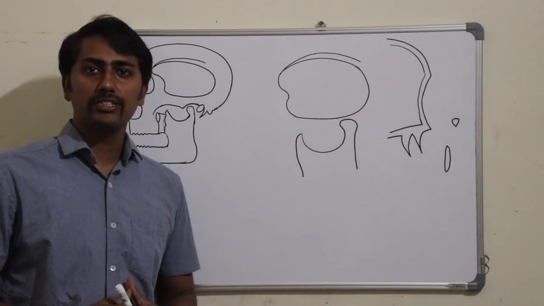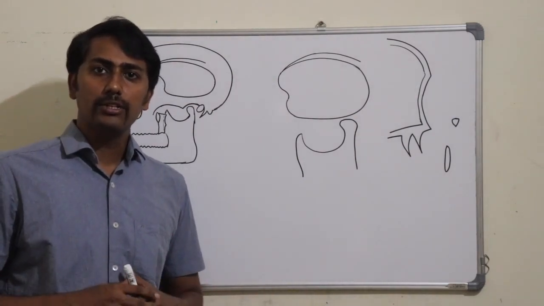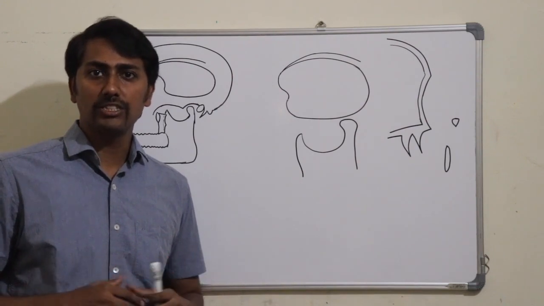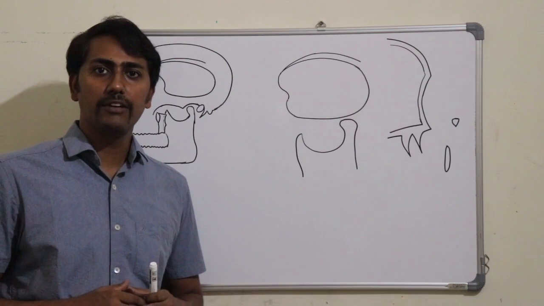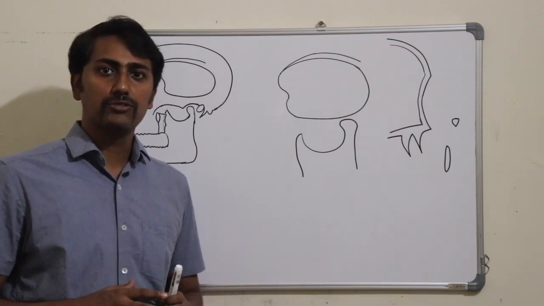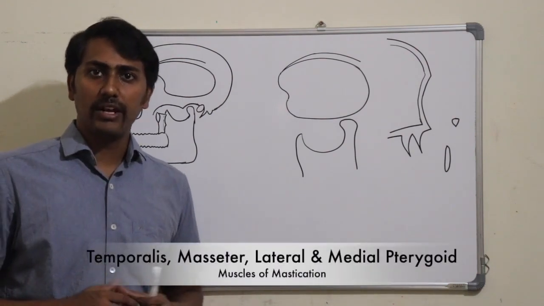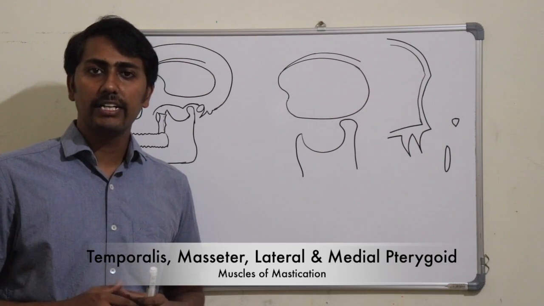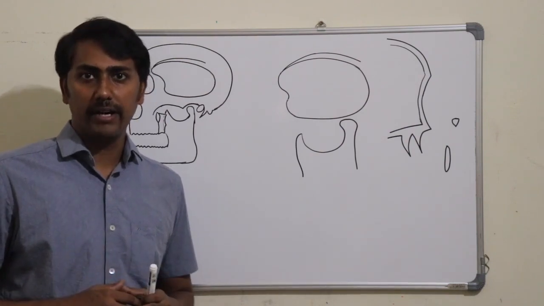The muscles of mastication help in the movement of the mandible, which will help during the action of mastication and speech. The muscles of mastication have been derived from the first pharyngeal arch, therefore they are supplied by the branches from the mandibular nerve. There are four muscles of mastication: temporalis, lateral pterygoid, medial pterygoid and the masseter muscle. We will deal with them one by one.